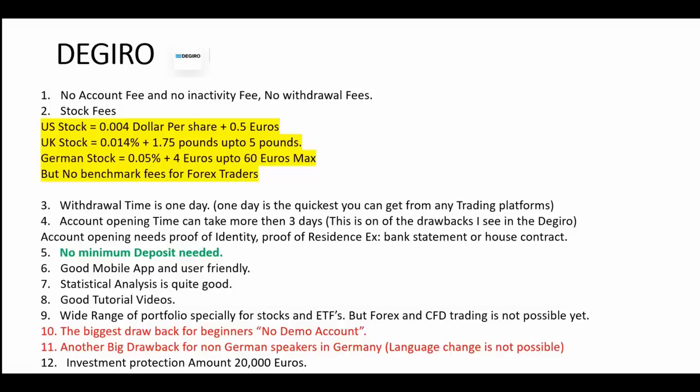Now let's come to point 10. The biggest drawback for beginners is that it has no demo account, and I personally don't understand why DeGiro has not thought of putting a demo account.